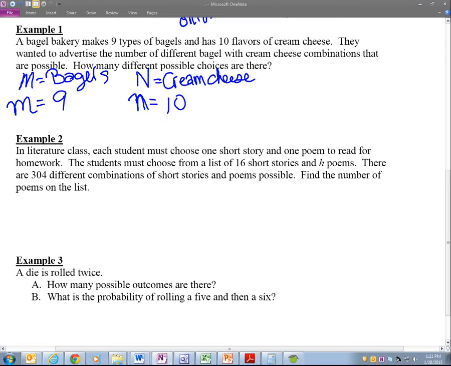So I have my fundamental counting principle, which is going to be lowercase m times lowercase n equals the amount, because it's going to be a different description each time. This one is how many choices. The next one we're going to have options, that sort of thing.